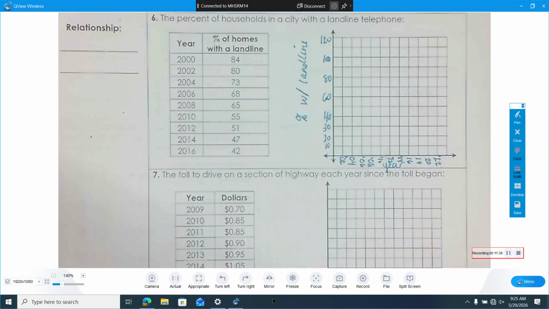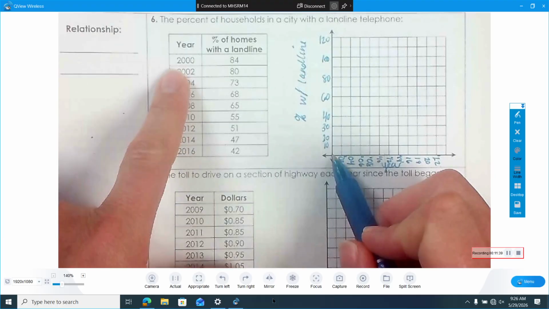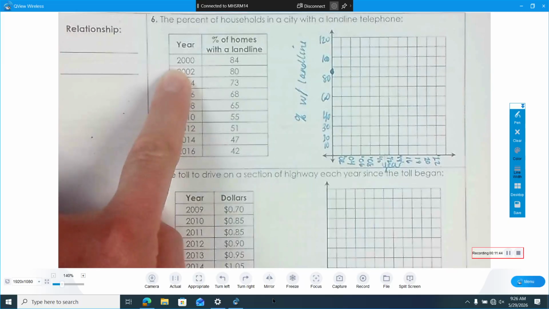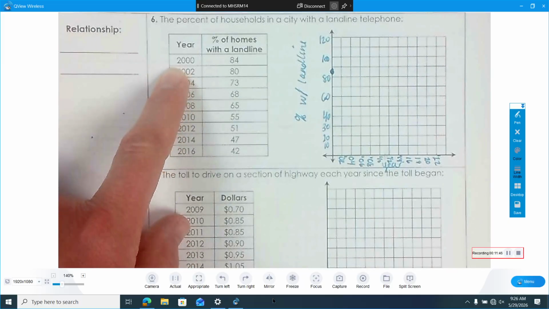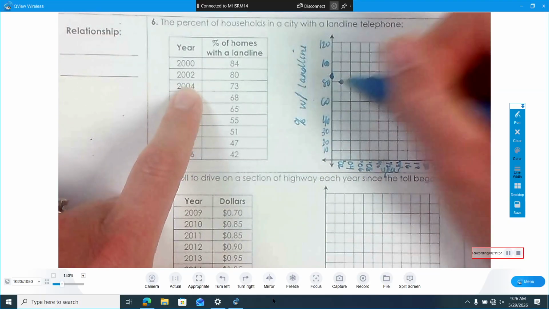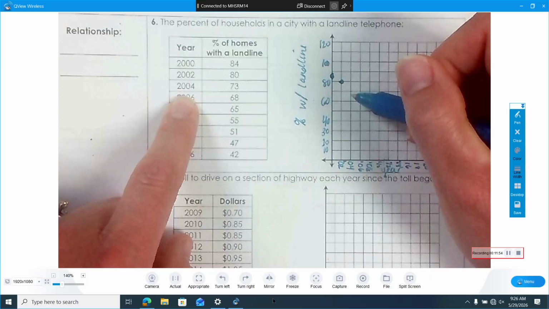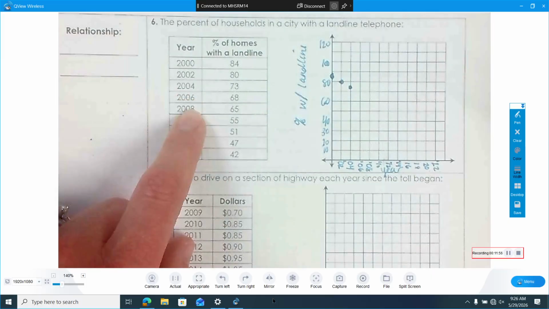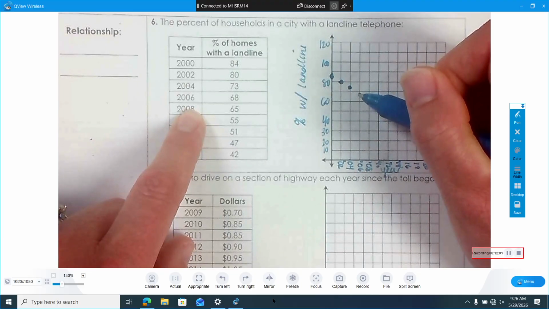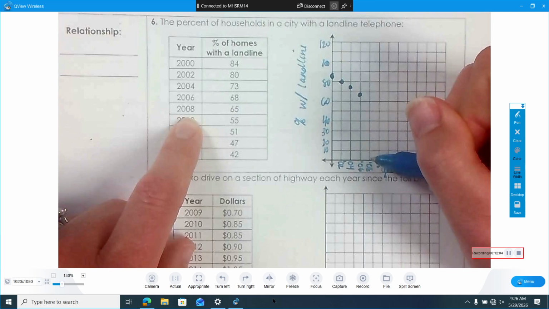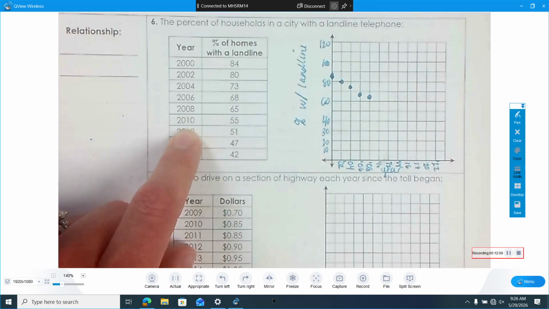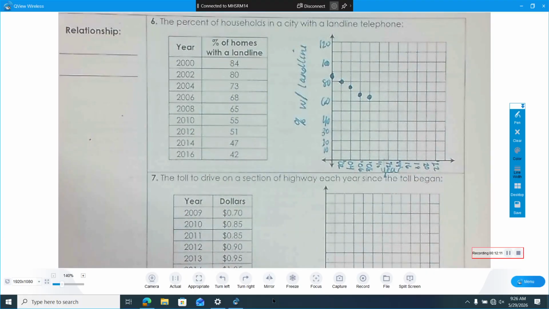All right, I'm going to go ahead. In 2000, which is right here, we had 84% have a landline. I did have a landline in the year 2000. 2002, 80%. 2004, 73%. 2006, 68. 08, 65.